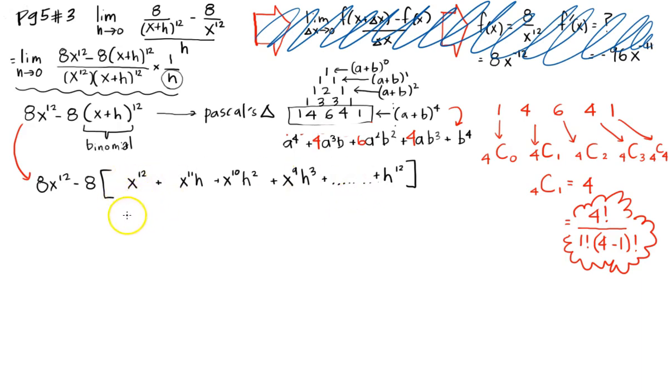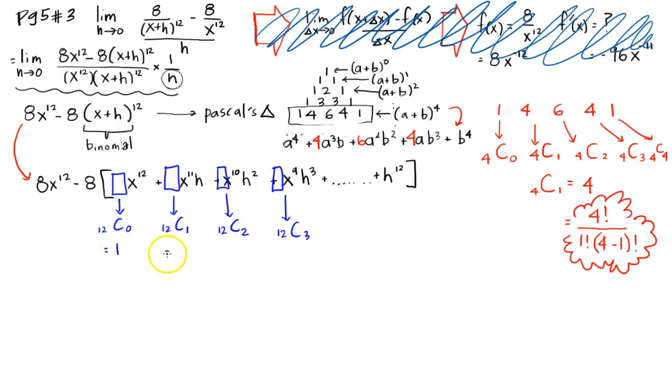Let's see what happens. So if I'm going to find out the numbers, I'm looking for what's here and then here, and I want to know what's in front of each of those, on and on. But remember, I am using the combinations: 12C0, 12C1, 12C2, 12C3. And you can do this on your calculator. Your calculator has the ability to do combinations, which means you can find out that this equals 1, this equals 12, this equals 66, this equals 220, and on and on.